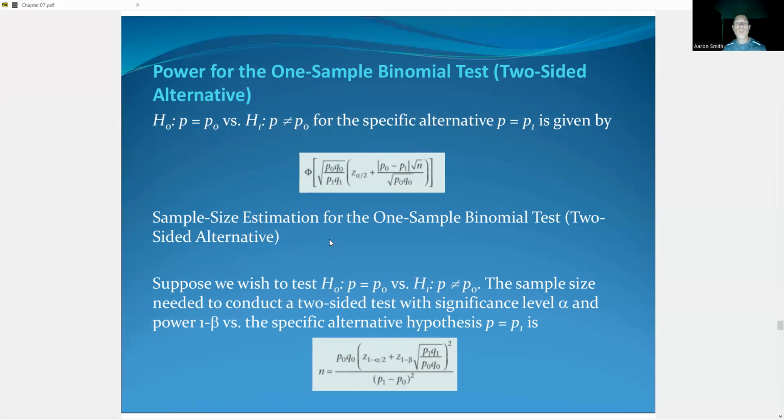The sample size estimate for the one-sample binomial test, two-sided alternative. Suppose we wish to test this null of equality versus does not equal. The sample size needed to conduct a two-sided test with a significance level of alpha and power 1 minus beta versus a specific alternative of p equals p1 is this value here. So if I know the desired significance level, the desired power, and the two possible values of success for the hypotheses, this tells me how large of a sample size I need. I need greater than or equal to this fraction.